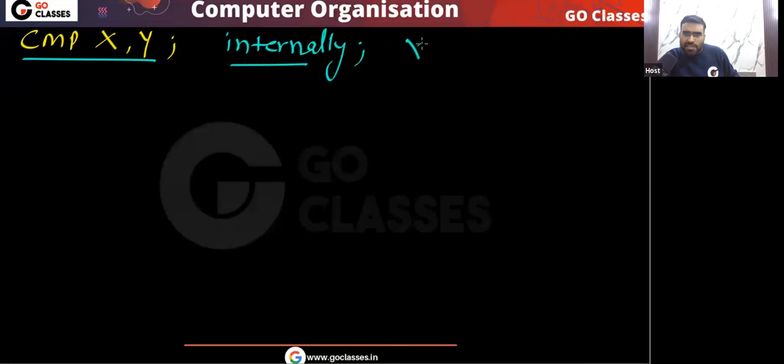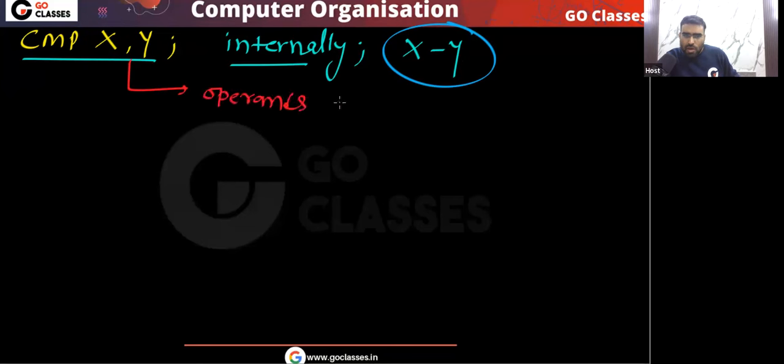Internally, this instruction will execute X minus Y, the subtraction. But remember, X and Y are unaffected. The operands will remain unchanged because you are doing a comparison. The X value and Y value will not change because of this compare instruction.